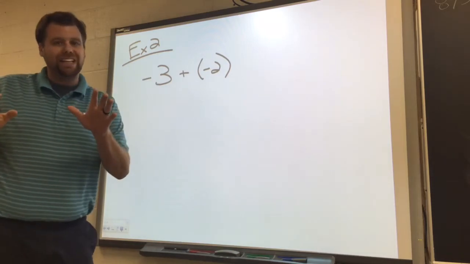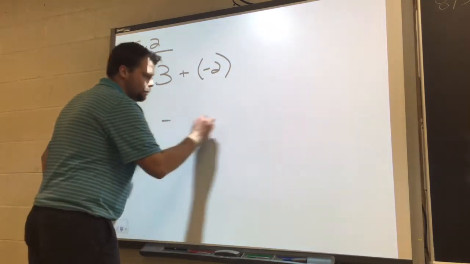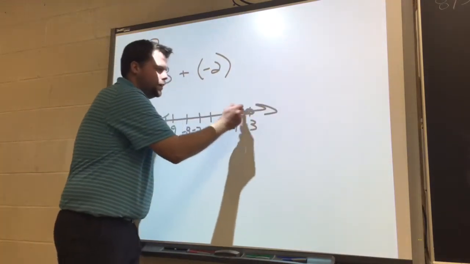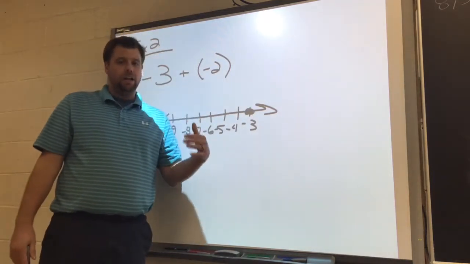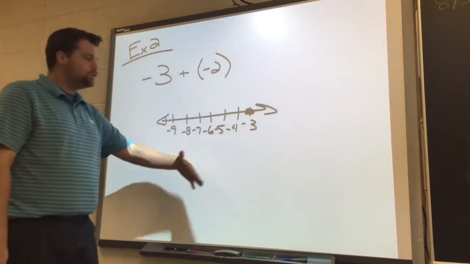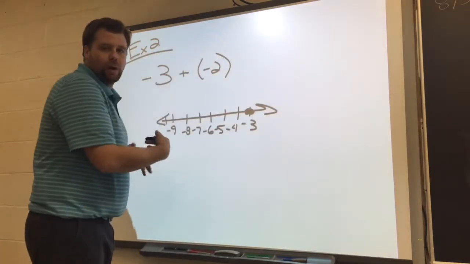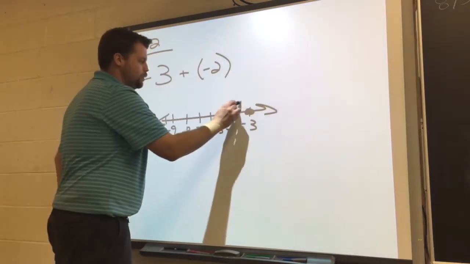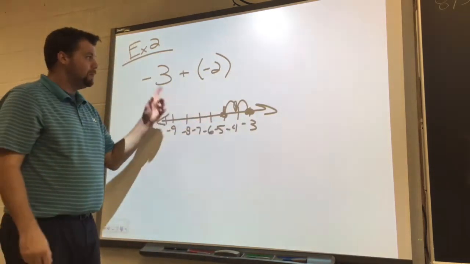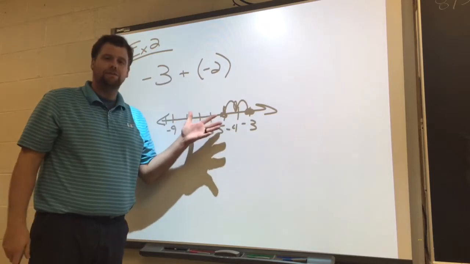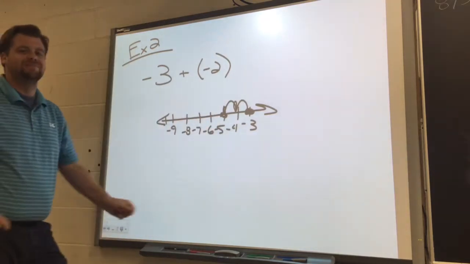Okay, here we go. -3 plus -2. Again, here is -3 on the number line. When I add -2, that means I am going to move 2 units to the left. I'm going to go 2 units in the negative direction from -3. So I move 2 units this way. -3 plus -5.